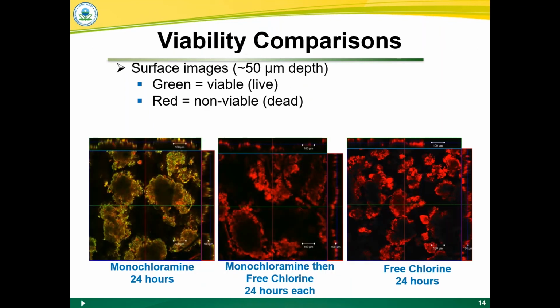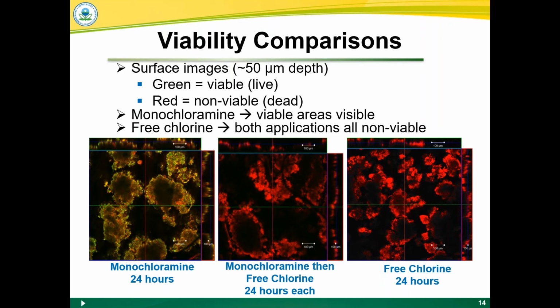We also, at the end of these experiments, looked at the viability of the biofilm. So these are surface images from the three scenarios I just showed you: monochloramine only, free chlorine only, and the middle picture is monochloramine, then free chlorine. The imaging technology we were using here could only get to the very upper limits of the biofilm, about 50 microns depth. Again, these are about 300 micron biofilms, so only the upper surface. You'll see that green indicates viable or live, red indicates non-viable or dead, and you can see the differences with the exposures.